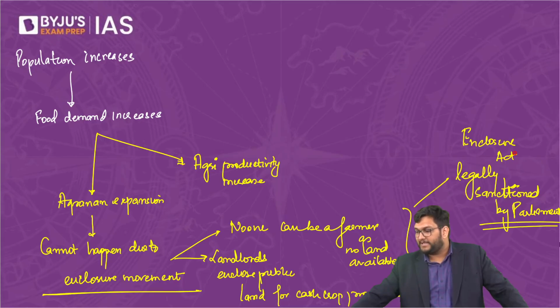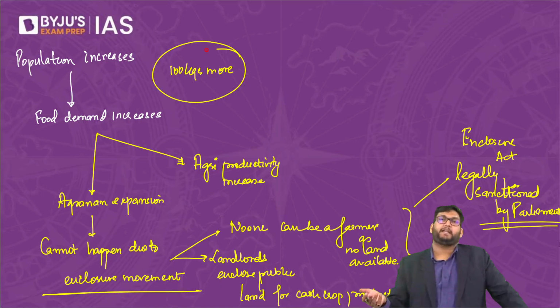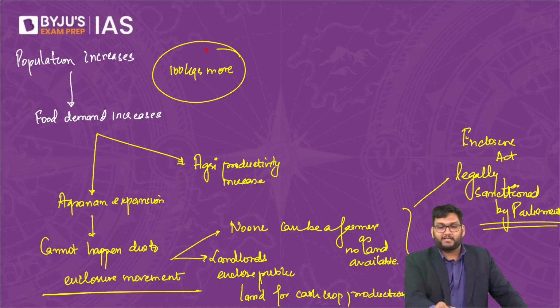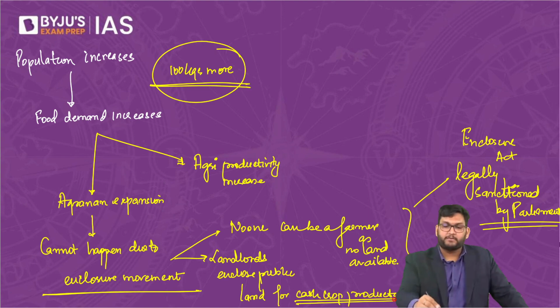How does this decrease land for agriculture? I still need to produce 100 kgs more. If I enclose the available land and then start to produce rubber on it, you will not eat rubber. Still this 100 kg has to come from somewhere. So if you're enclosing for commercial crops, it makes no sense because you need more food.